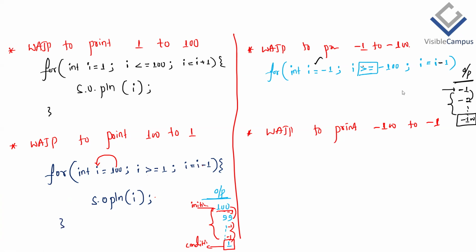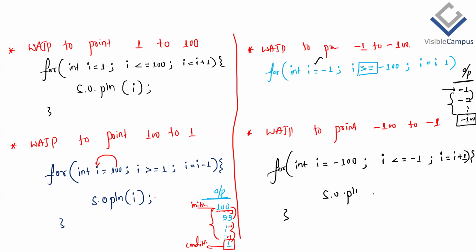The next, the last one, can you please tell me? For loop, int i equals -100, the next i should be less than or equal to -1. Next, i equals i plus 1. Then the body prints the i value. So in the previous one also, print the i value.